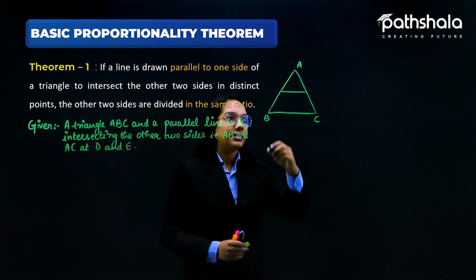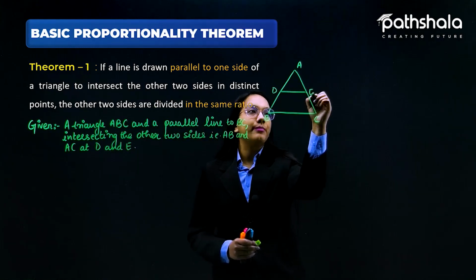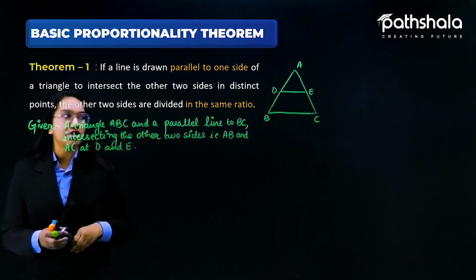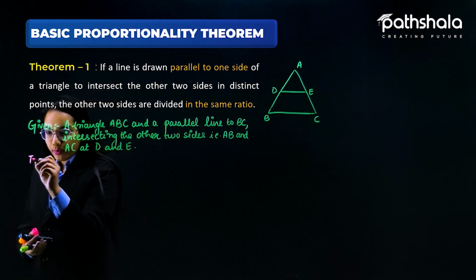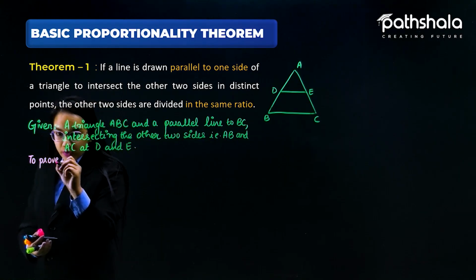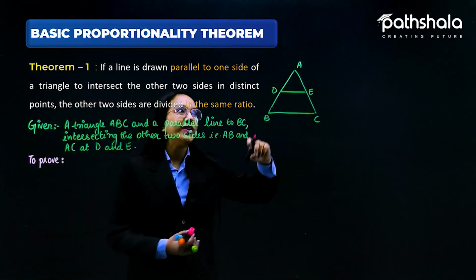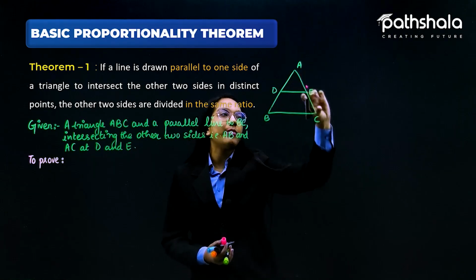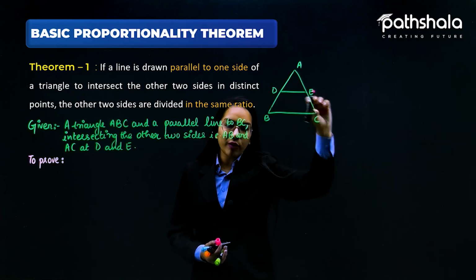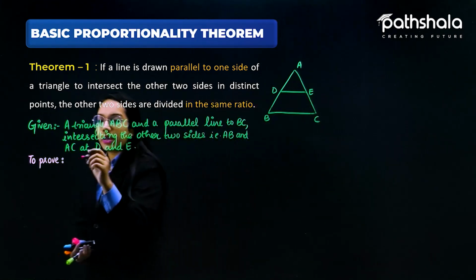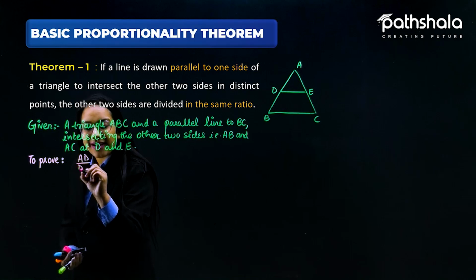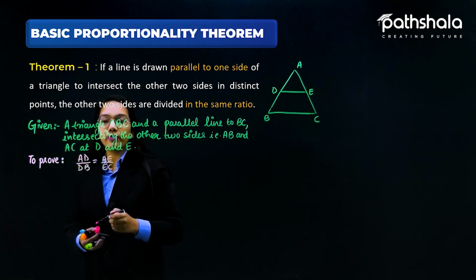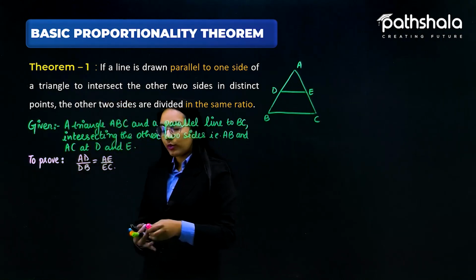Let us suppose I take this point as D and this point as E. Now what we have to prove over here, let's write what we wanted to prove. We just want to prove that this ratio is equal, meaning AD by DB is equal to AE by EC. According to the question, we have to prove that the two sides are divided in the same ratio, meaning AD by DB is equal to AE by EC.